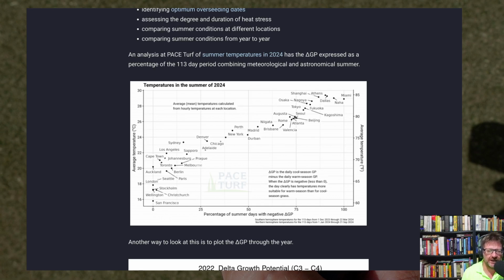I'm going to explain what I mean by meteorological and astronomical summer a little bit later. For now, I want to have a look at this chart. For those of you who are watching this, you will see the chart. If you're not watching it, it might be interesting for you to have a look at this, and you can find this in the photo gallery at the Pace Turf website. That's one part of the website that's open to everybody.